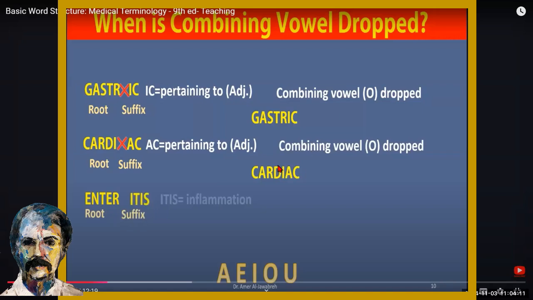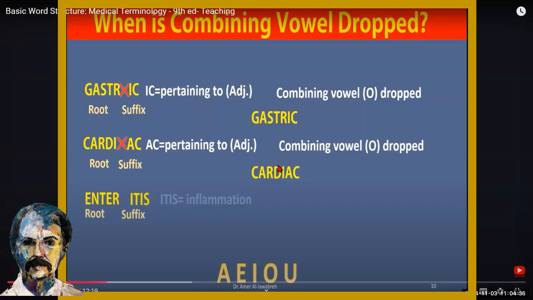And we have itis. Itis is another suffix that means, very good. What's your name? Layan? Very good, Layan. So we have itis. It means inflammation. And this is really a very common suffix. Very, very common. It describes the disease. Yes, enteritis, gastritis, appendicitis. Itis means inflammation of.